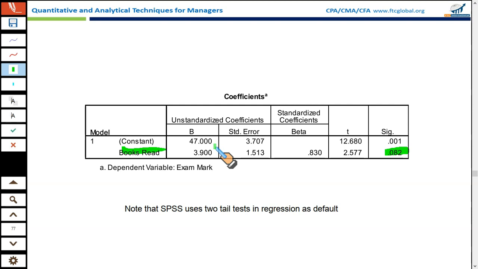So the point here is that the intercept is significant, yes, 47, suggesting that the model effectively captures a base level exam performance, but we cannot conclude that the more books a student reads, the higher would be his score.